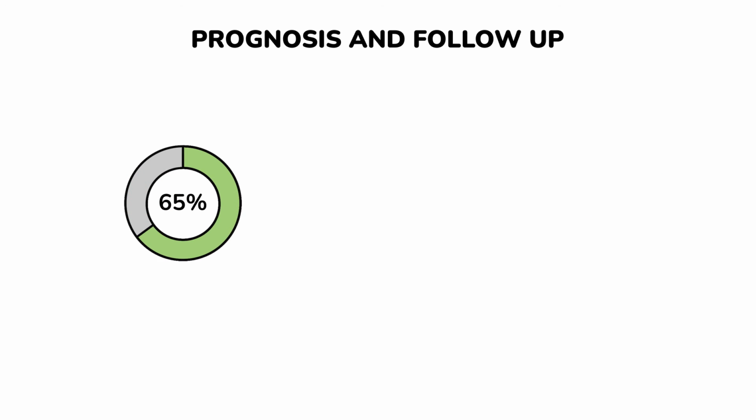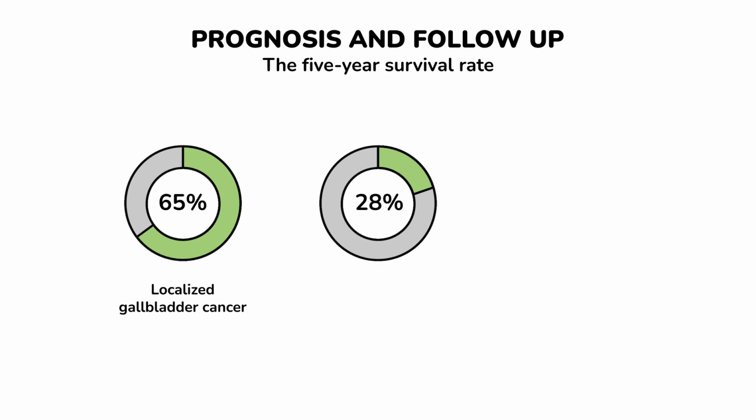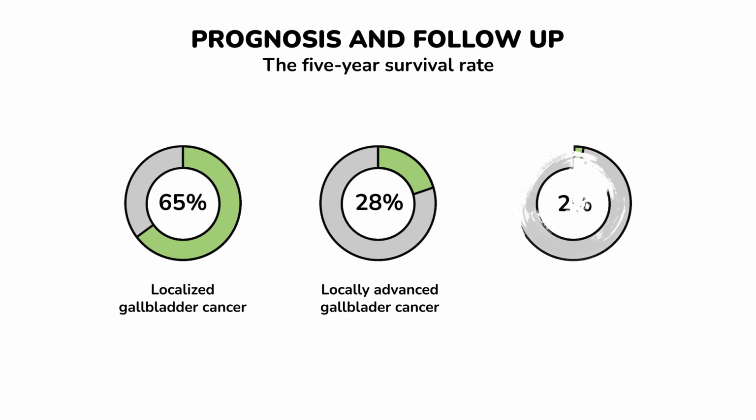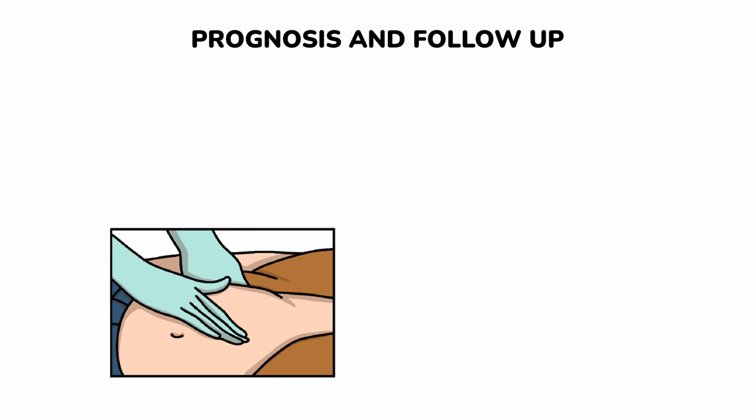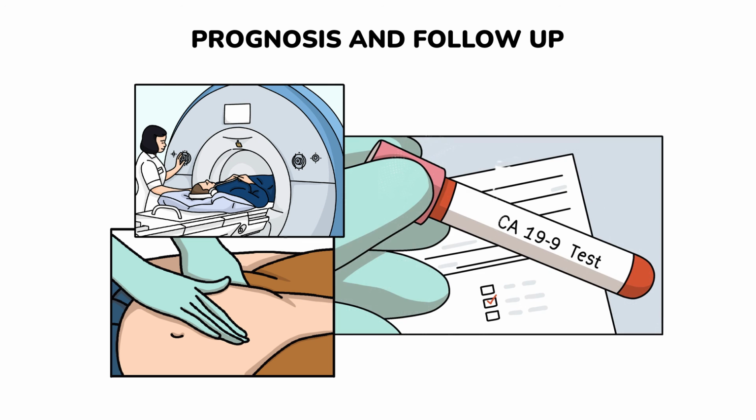Survival rates. The 5-year survival rate for localized gallbladder cancer is approximately 65%. This rate drops to about 28% if the cancer has spread to nearby tissues or lymph nodes, and further to about 2% if it has spread to distant parts of the body. Regular follow-up care is crucial for monitoring reoccurrence. It includes physical examinations, imaging tests, and blood tests every few months to several years, depending on the stage of cancer and treatment received.